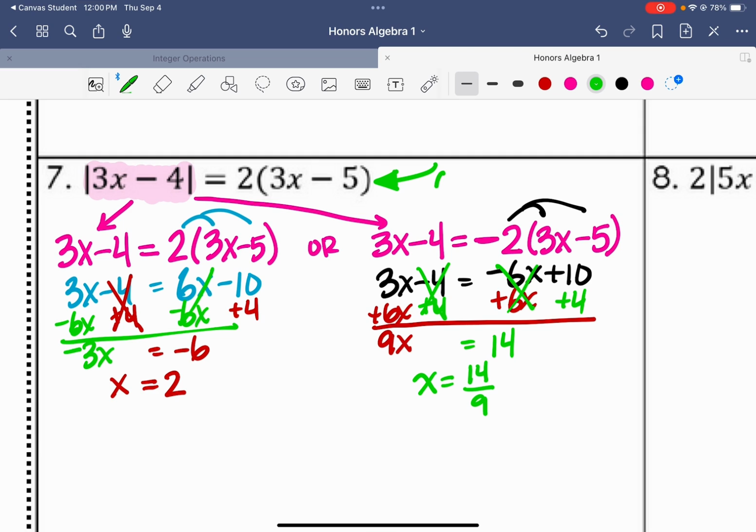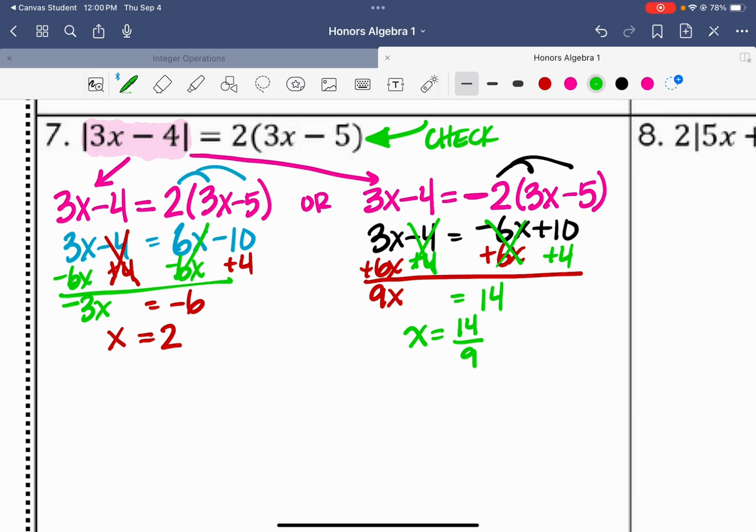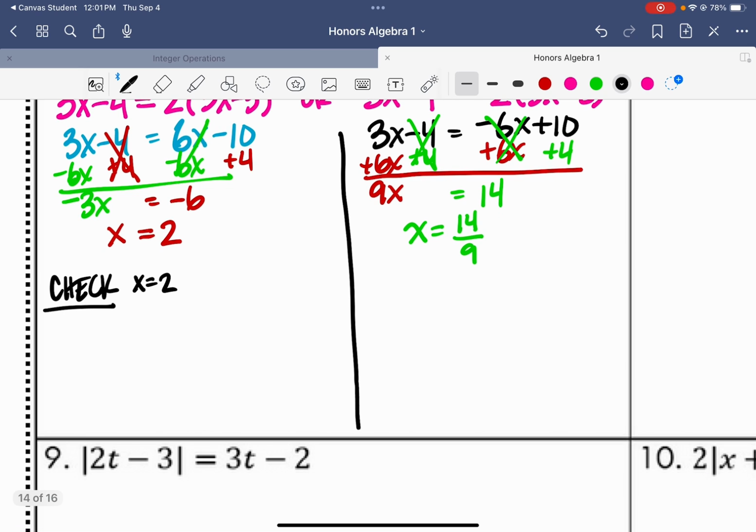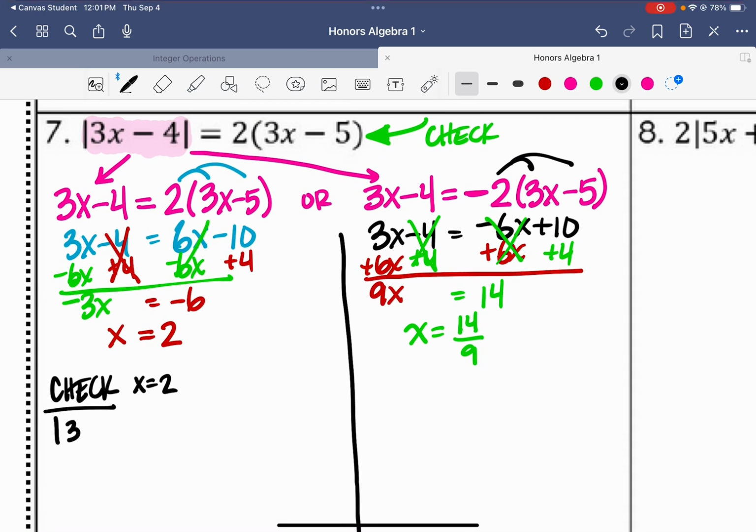Okay, so we're going to check here in the original equation and see which works. They could both work. Maybe only one of them works. Maybe neither of them work and we have no solution. So we have to do a check. Let's do a check. So here's our check. I'm going to start with x equals 2. So I'm going to check x equals 2 right here. I'm going to split things. Hopefully I have a little bit, well, it's kind of tiny. So the original is the absolute value of 3 times x.